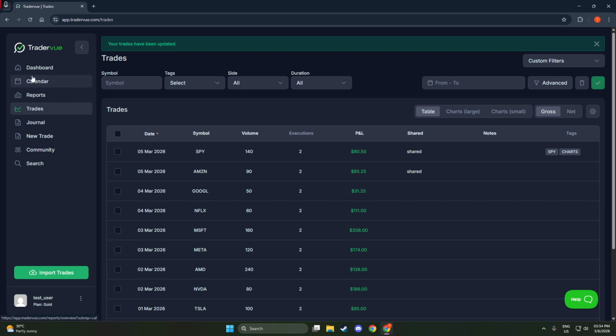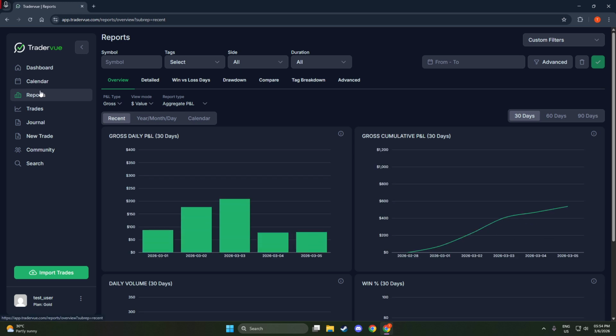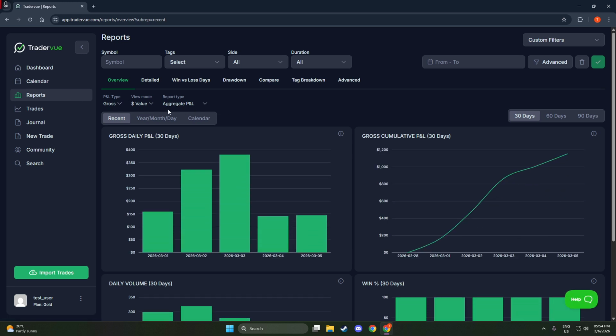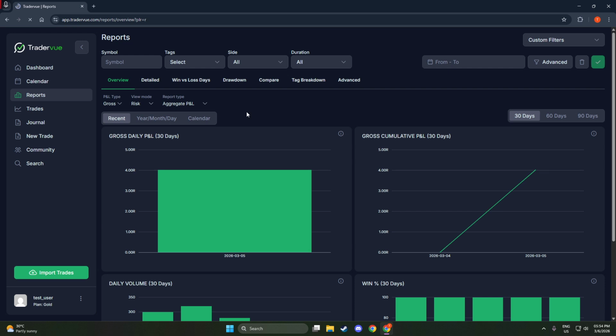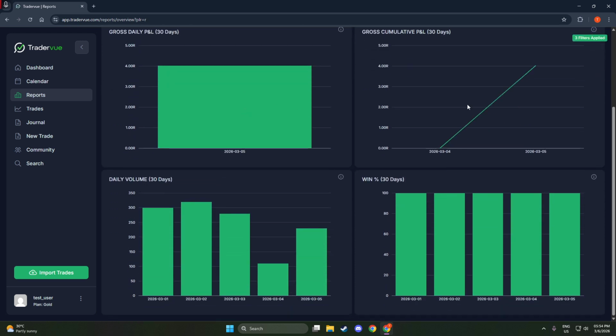Once your initial risk is set, head over to the Reports view. This is where your journal turns into performance insights. In Reports, switch your P&L reporting from dollars to R. There's an option to select R instead of dollar. Make that selection, and Tradervue will recast your results into risk multiples.